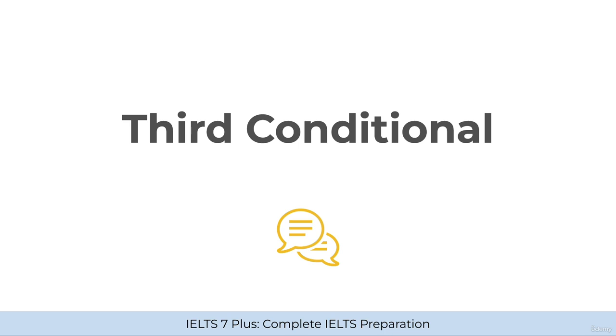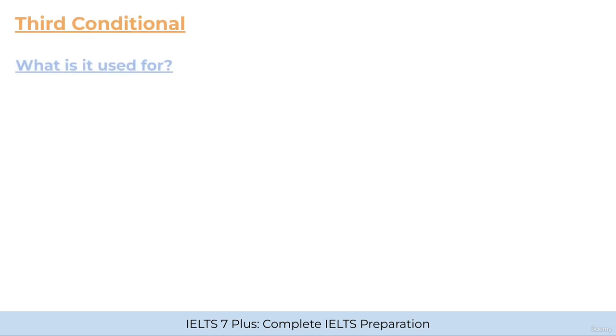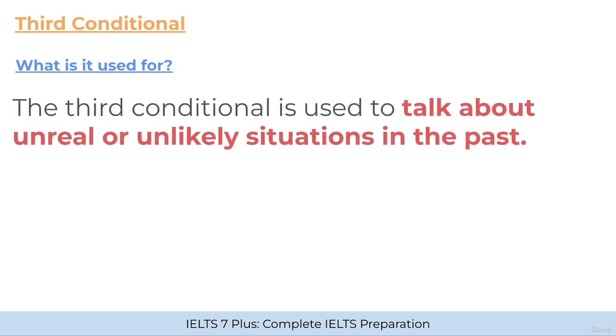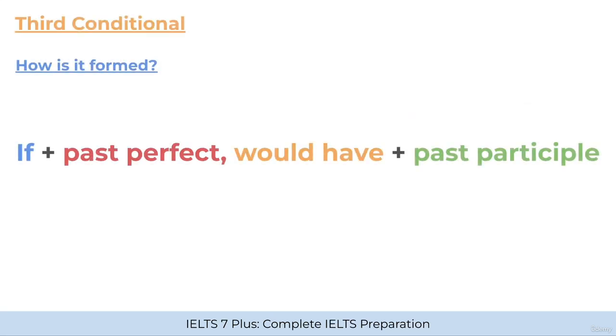So let's now switch to the third conditional. What does this mean? Well, this is used to talk about unreal or unlikely situations. So it's similar to the second conditional in that sense, but this time it's in the past. Okay, so the formula for this, we have our if clause, followed with past perfect. Would have, then the past participle.